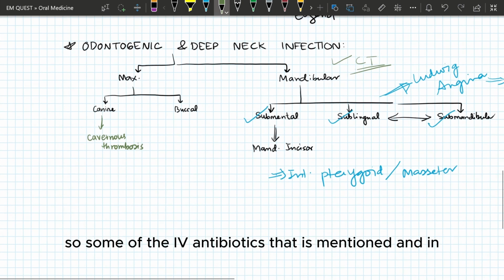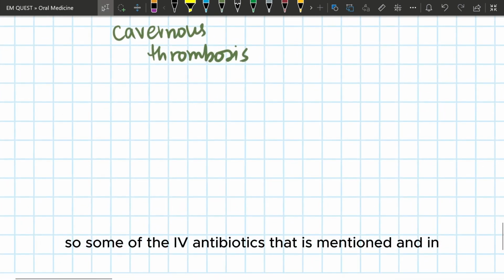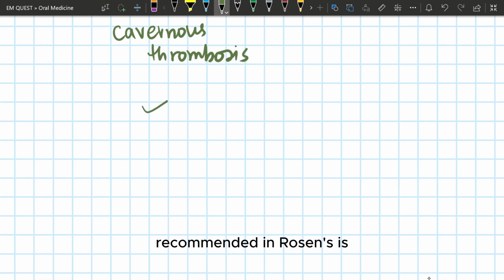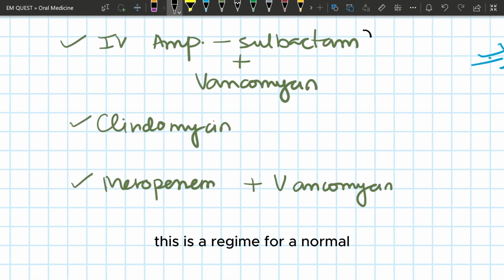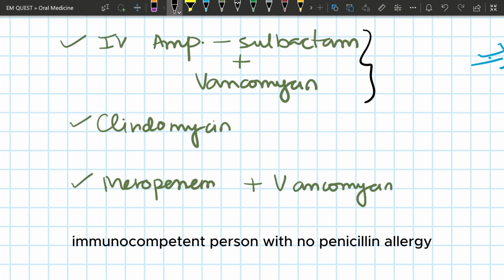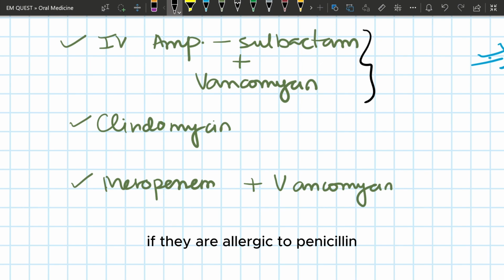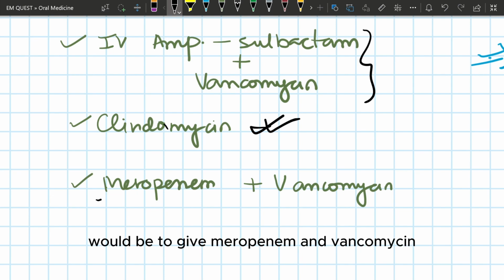Some of the IV antibiotics that are recommended in Rosen's are IV ampicillin-sulbactam with vancomycin. This is a regimen for a normal immunocompetent person with no penicillin allergy. If they are allergic to penicillin, then we can move over to clindamycin. And if the patient is immunocompromised, then the better regimen would be to give meropenem and vancomycin.